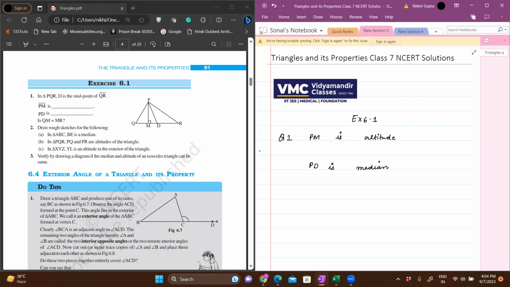Is QM equal to MR? No, it won't be equal. We'll be writing no, QM is not equal to MR, because as it is already given that D is the midpoint of QR.